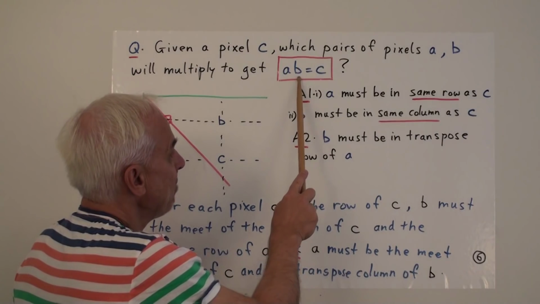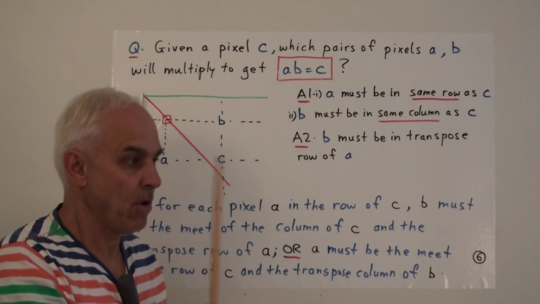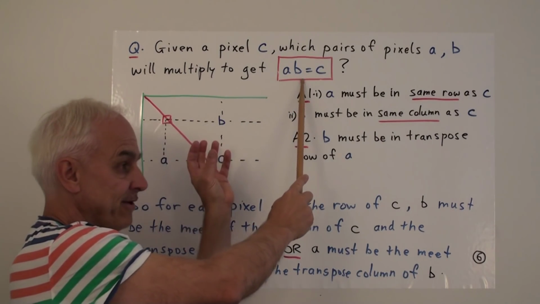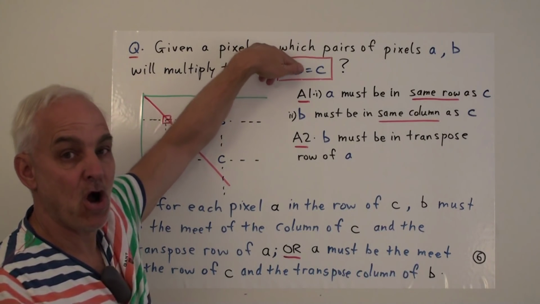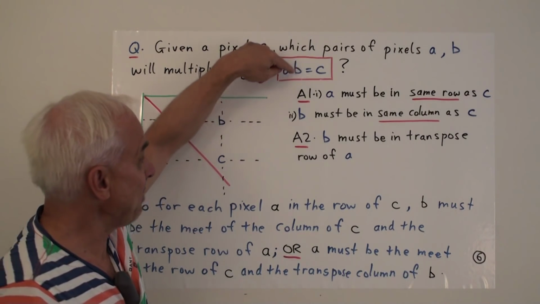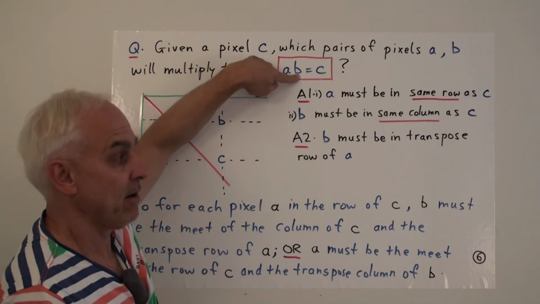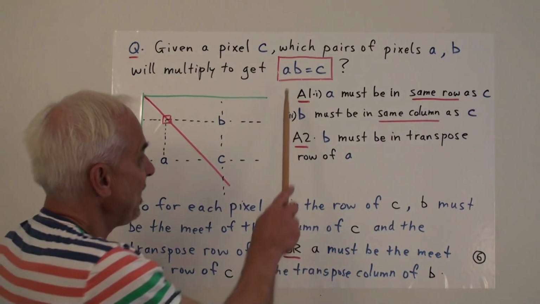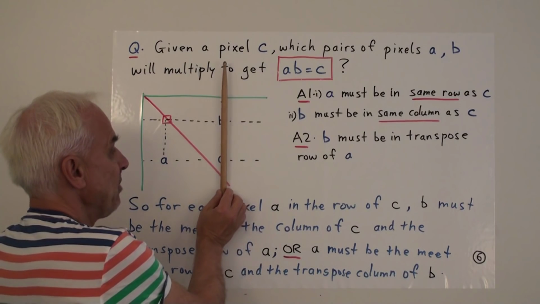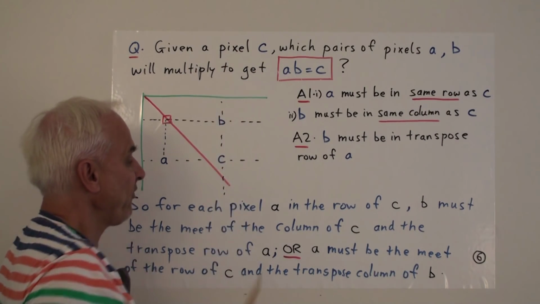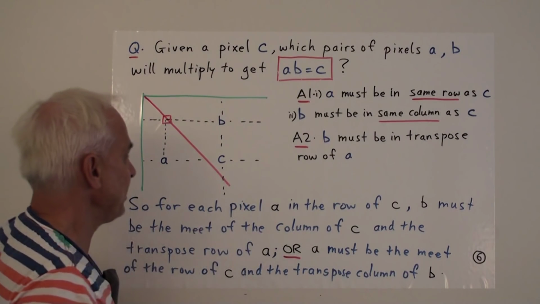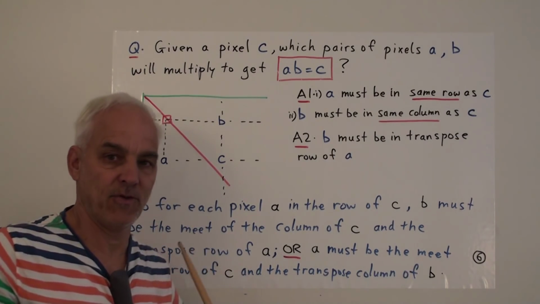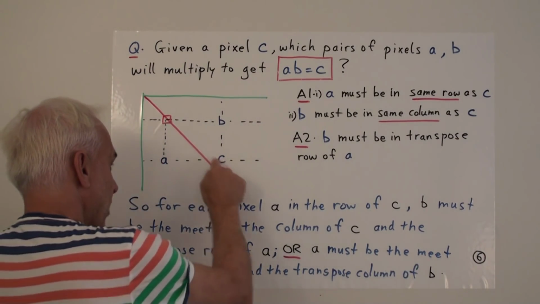Similarly, B must be in the same column as C. Why? Well, because we know that when we take a pixel B and we multiply on the left by some other pixel, that what we're getting is in the same column as B. So that means that C must be in the same column as B. But that means that B must be in the same column as C. So the B that works in this equation has to be in the column of C. So if we want to find an A and a B that multiply to C, we know that we have to choose A in this row and B in this column. Anything else is a waste of time. You're not going to get a product that multiplies to the pixel C.